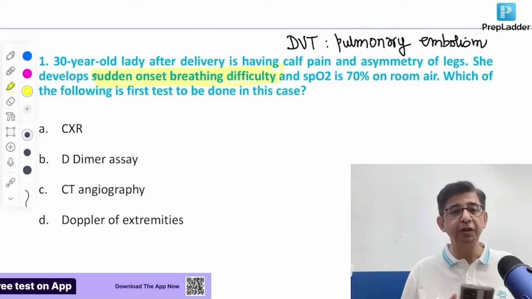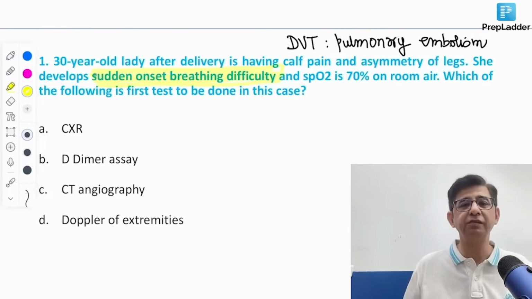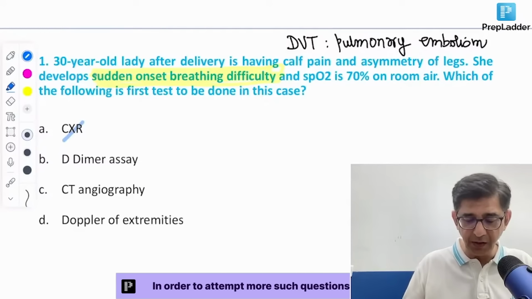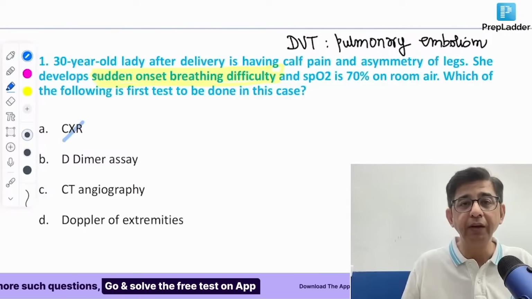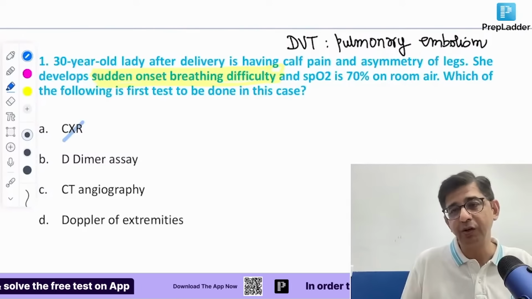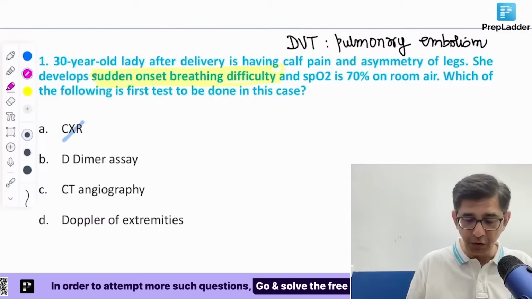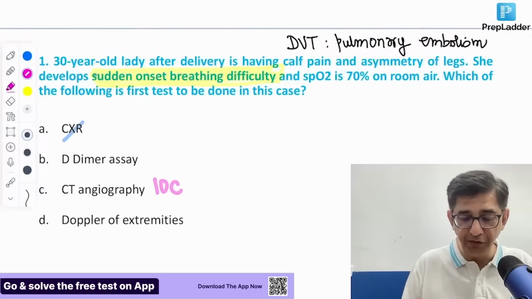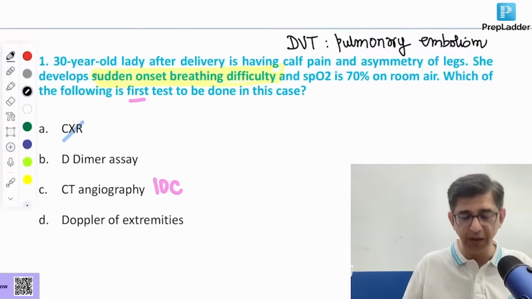When it comes to option number A, that is a chest X-ray, I think you would agree that it's a very non-specific test that would help us in diagnosis of this condition. So I'm ruling out option number A, chest X-ray. And then he says D-dimer assay. D-dimer assay makes sense because that's going to be a screening test for this condition. CT angiography is the investigation of choice. So this is unlikely to be an answer because the question is saying the word first. And the moment you pick up the word first, you know that this is not going to be the answer.